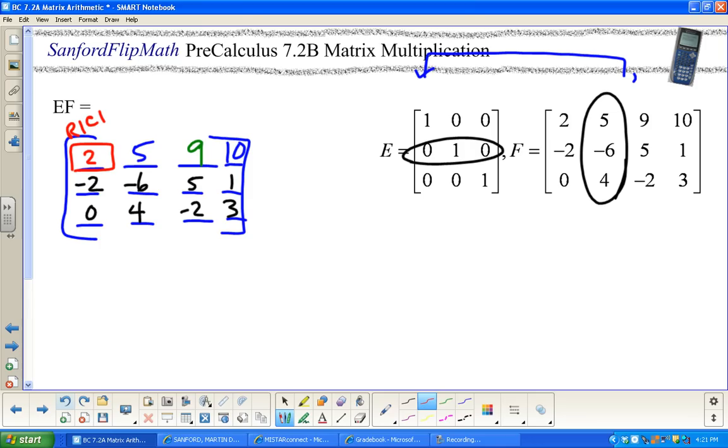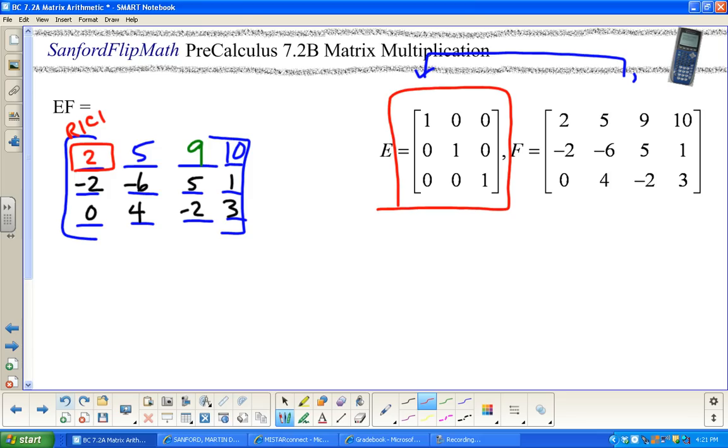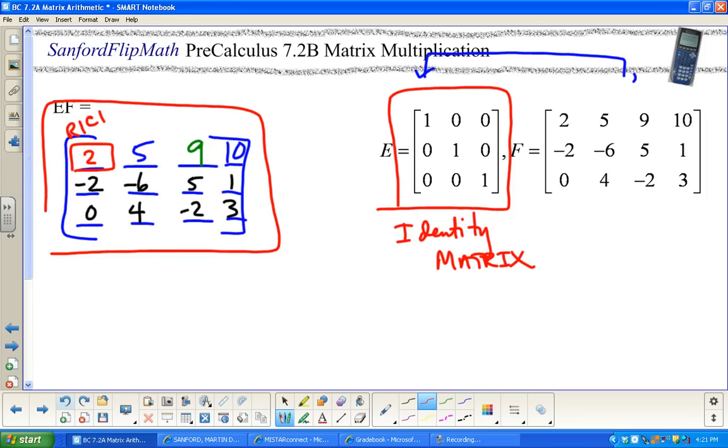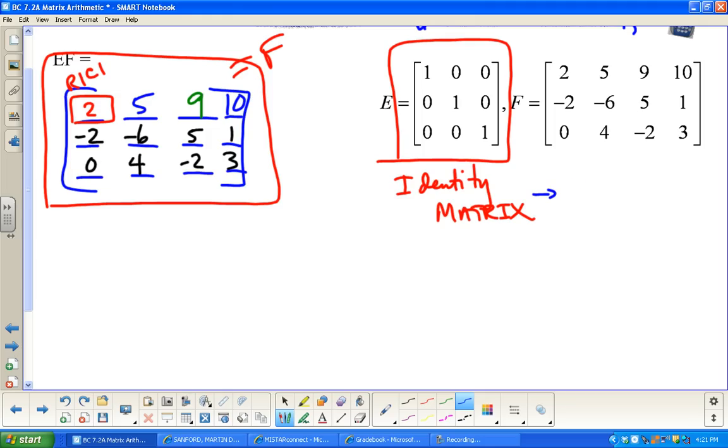Okay, so quick little note here. Look at the interesting pattern that is in this left-hand matrix. This matrix is called an identity matrix because when you multiply by it, you get the same answer. Okay, so this actually ended up being equal to matrix F. Okay, so let me just kind of mention, identity matrix is always going to be a square matrix. It always has ones from left to right going down, and the rest are zeros.